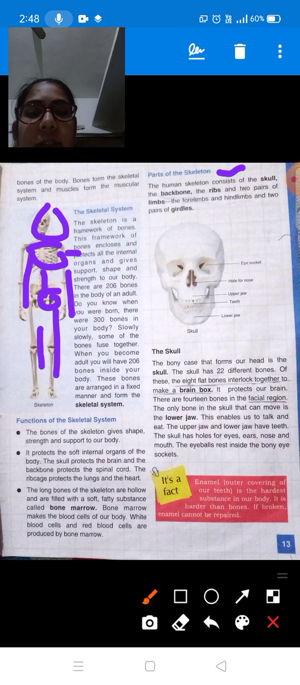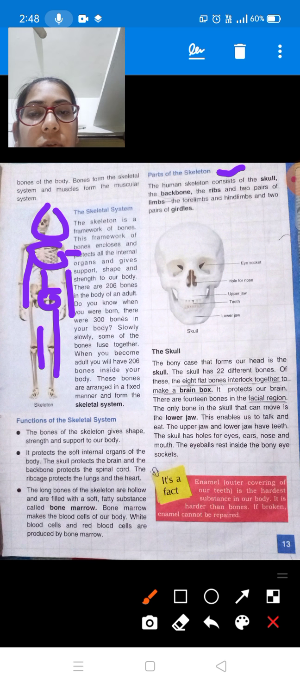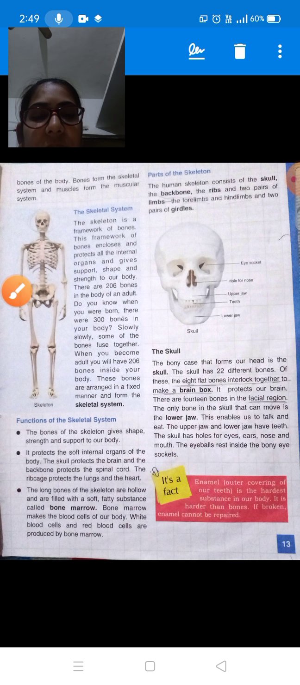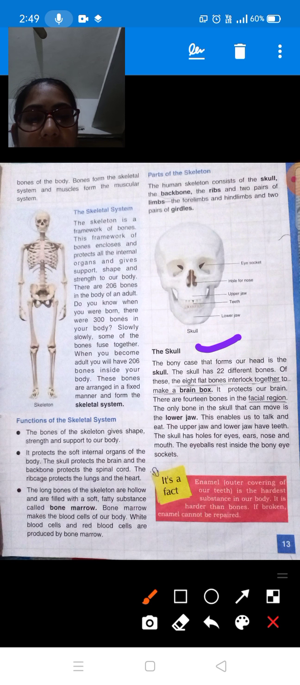When we come to girdles, I will explain. So skull, backbone, ribs, forelimbs, hind limbs, and girdles. The human skeleton is made up of this many parts. Okay, so firstly let's start with the skull. We will study the skull first.